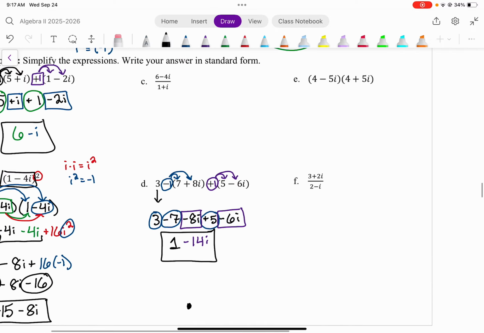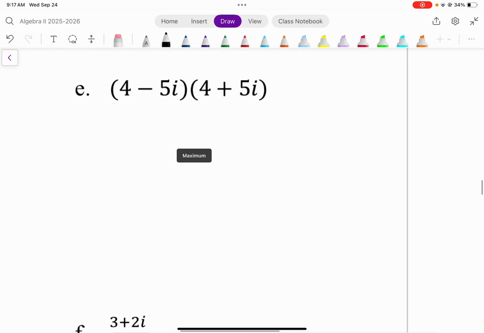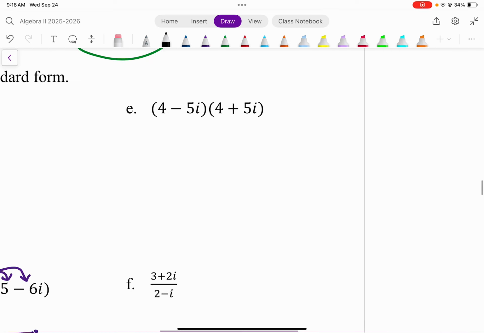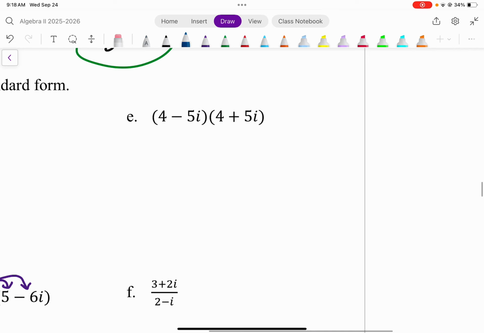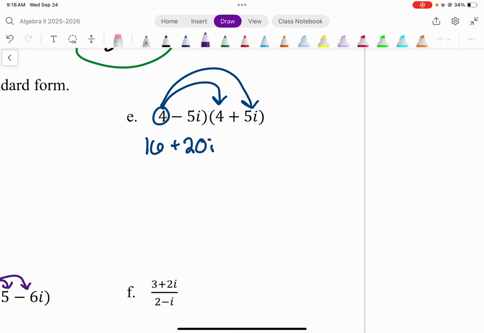Okay, so then we're going to jump over to letter E. So this one, if you want to pause and try on your own, you can. This one, again, you are FOILing and then simplifying as much as possible. When we FOIL, we're going to take 4 times 4 to get 16, 4 times 5i to get plus 20i. Then we have negative 5i times 4, which would be negative 20i. And then we would have negative 5i times positive 5i.